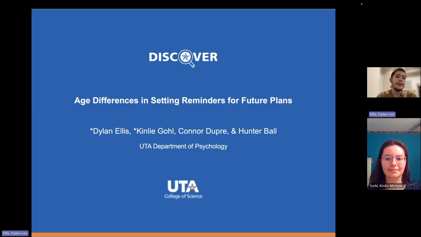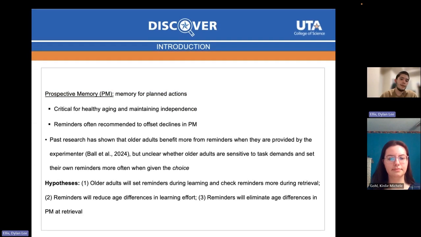Today's poster's title is Age Differences in Setting Reminders for Future Plans. We work in Dr. Hunter Ball's lab, the Attention, Memory, and Aging lab. In this study, we're interested in prospective memory. This is memory for engaging in a specific intended action in the future.